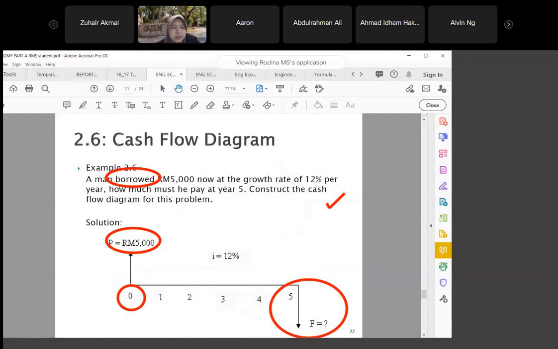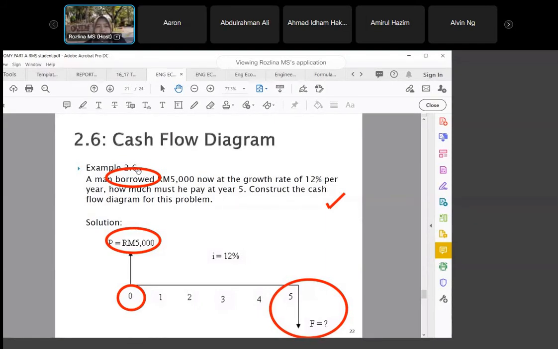Okay, then 2.6. Now we look at it with numbers. A man borrowed 5,000 ringgit now at the growth rate of 12% per year. How much must he pay at year 5? Construct the cash flow diagram for this problem. The man borrowed, which means he gets the cash, so the cash flow will be upward.